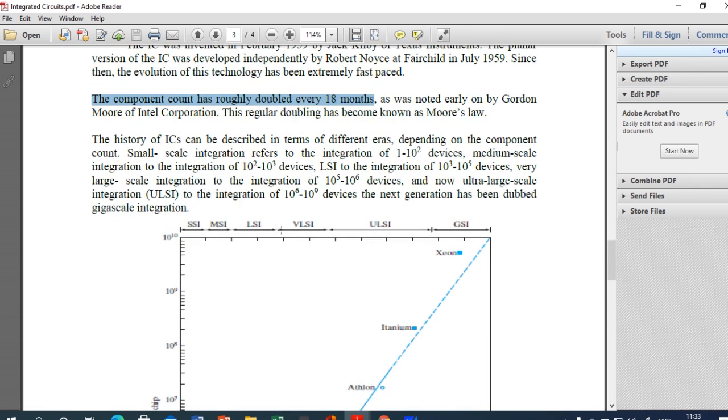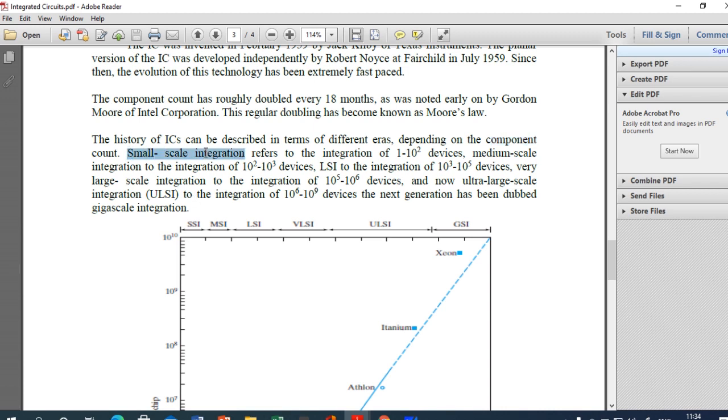Here these integrated circuits are categorized in terms of their availability and their size, depending on the component count. Component here means transistors. Remember, when we use the term component in an integrated circuit, it is nothing but transistors, like MOSFET. I hope you already studied MOSFET and CMOS. Those are the components here. Based on the placing of these components, integrated circuits are categorized.